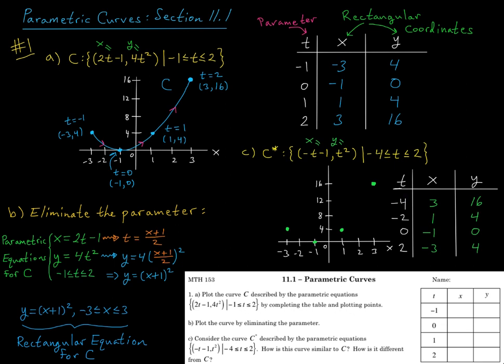Okay, so plugging in t equals -4, we get that x is 3 and y is 16. When t is -2, x is 1 and y is 4. And then when t is 0, we're at -1, 0. And when t is 2, we're at -3, 4.